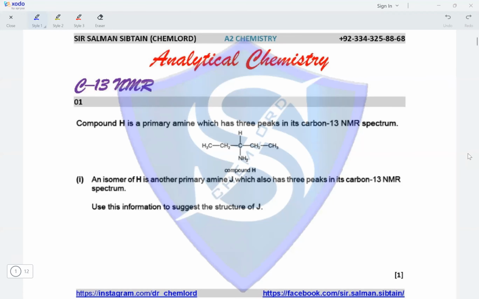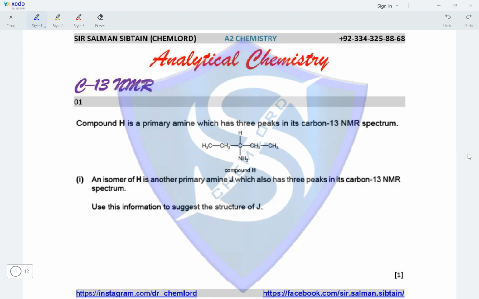Hi guys, this is A2 Chemistry, Analytical Chemistry, and we are doing carbon 13 NMR. Question 1. Compound H is a primary amine which has 3 peaks in its carbon 13 NMR spectrum. An isomer of H is another primary amine J which also has 3 peaks in its carbon 13 NMR spectrum. Use this information to suggest the structure of J.